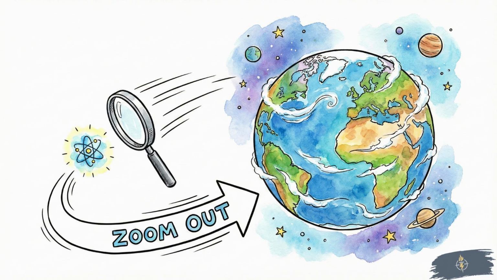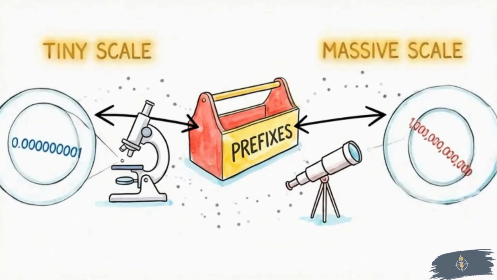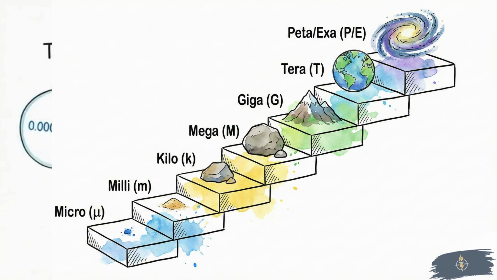Now let's zoom out. In energy systems, numbers become huge or incredibly small. That's why we use prefixes. Micro means 1 millionth. Milli means 1,000th. Kilo means 1,000. Mega means 1 million. Giga means 1 billion. Peta and exa go even further.